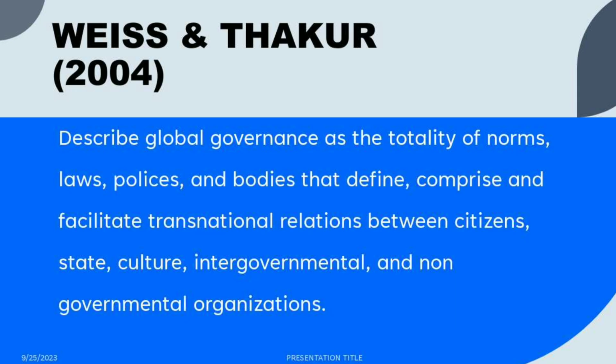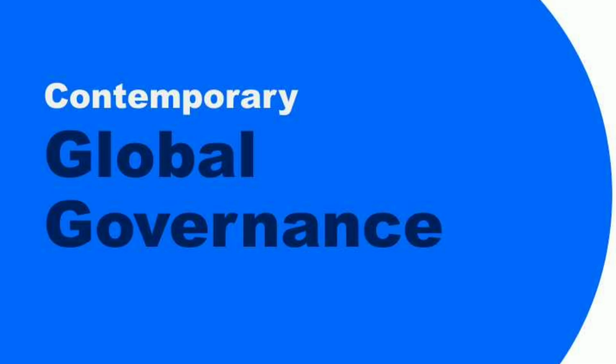According to Weiss and Thakur in 2004, they describe global governance as the totality of norms, laws, policies, and bodies that define, comprise, and facilitate transnational relations between citizens, states, cultures, intergovernmental, and non-governmental organizations.